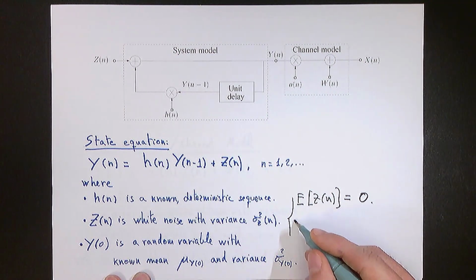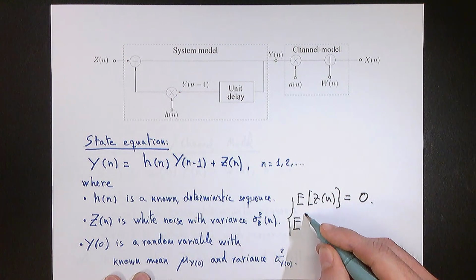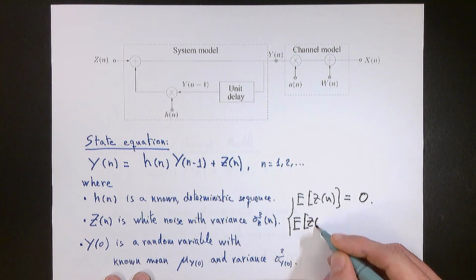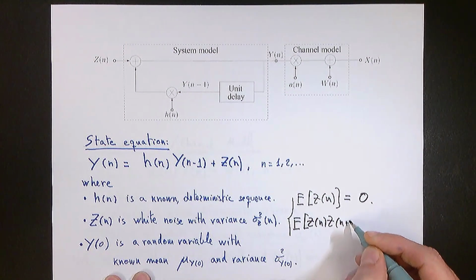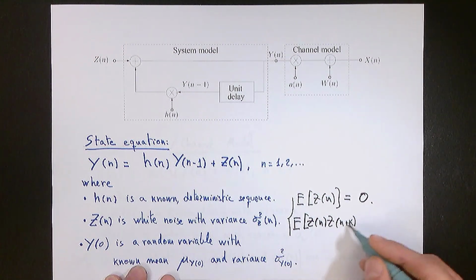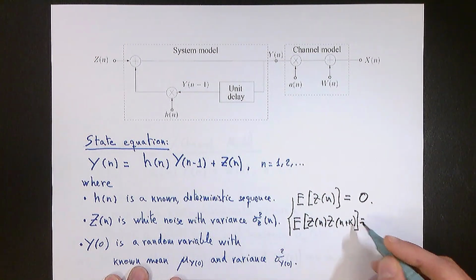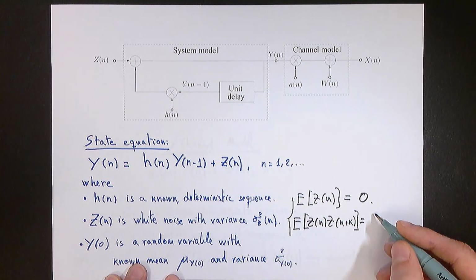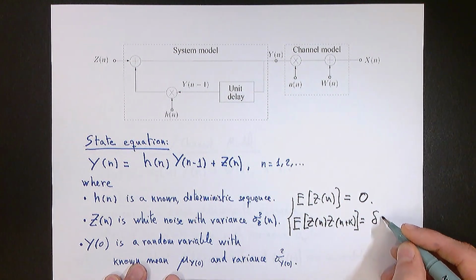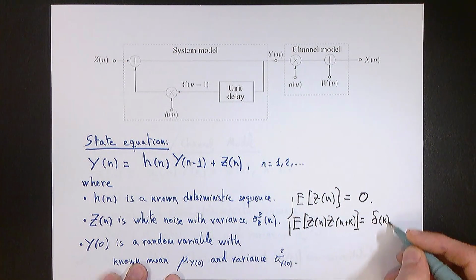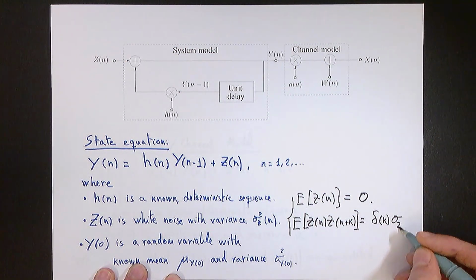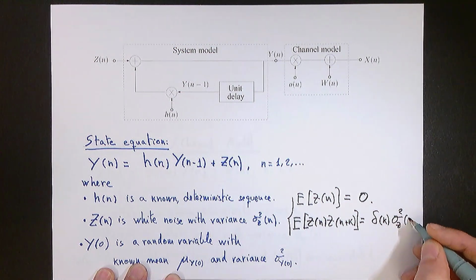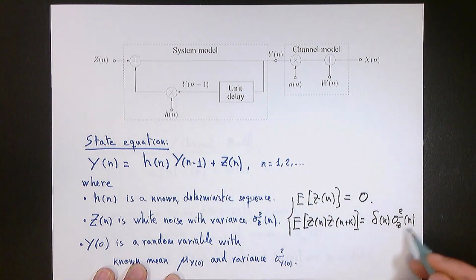And the autocorrelation of z of n with another sample with time shift k is going to be only non-zero when k is equal to 0, and it's going to have a value sigma z squared that can possibly depend on n.